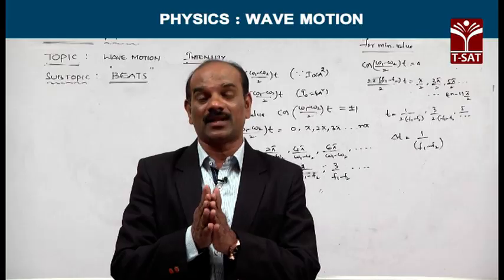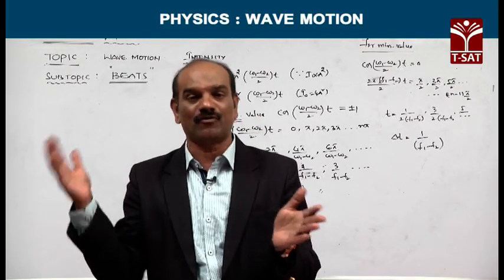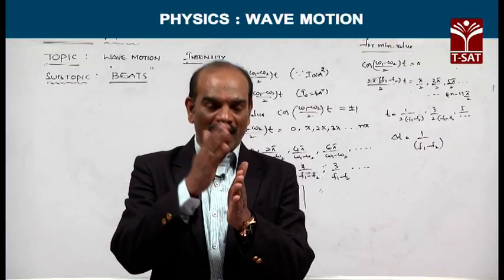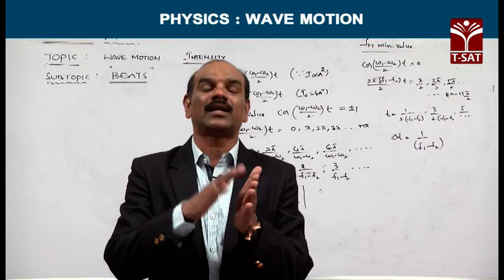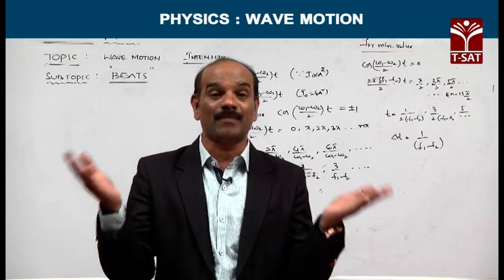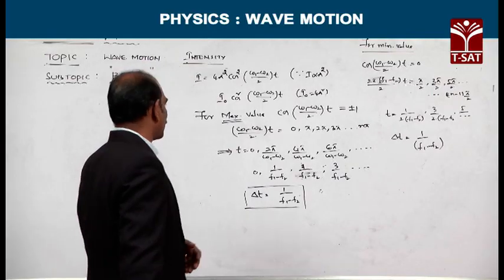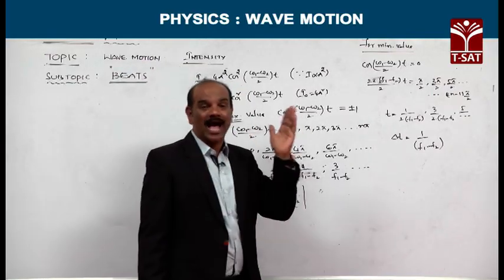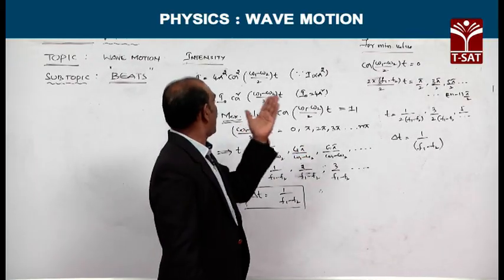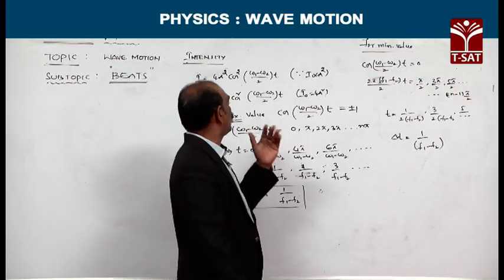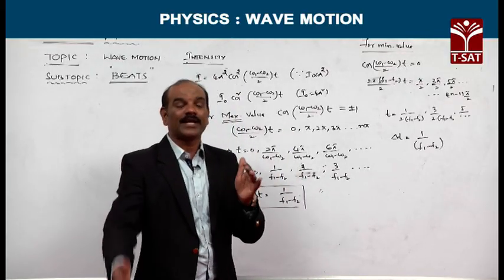What do you mean by that? Waxing, immediately waning, then again waxing, immediately waning, means waxing and waning can be heard alternately. Waxing means maximum, waning means minimum. From the earlier discussion, we know that the amplitude of the beat wave is 2a cos((omega1 - omega2)/2 t).